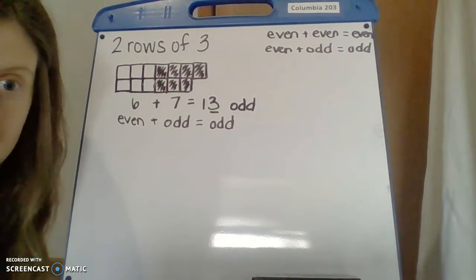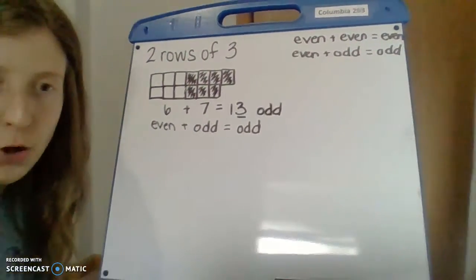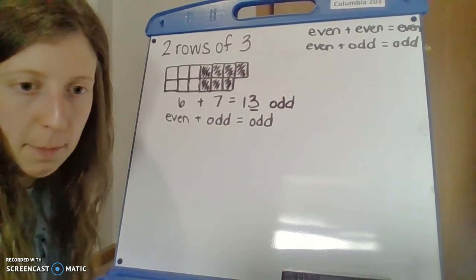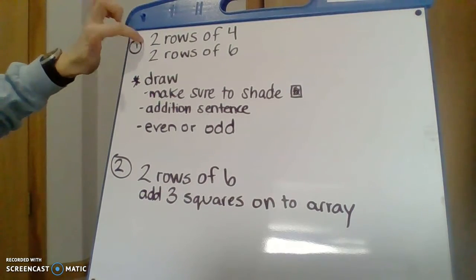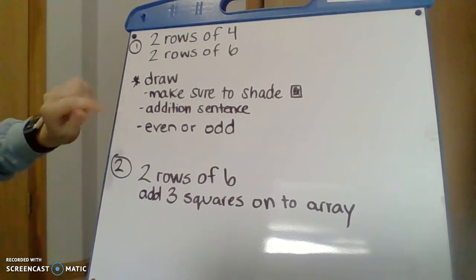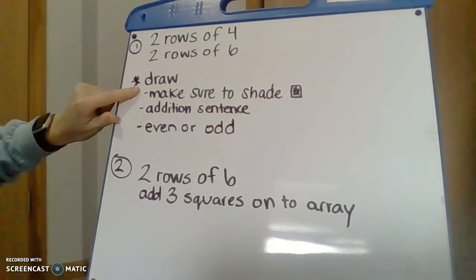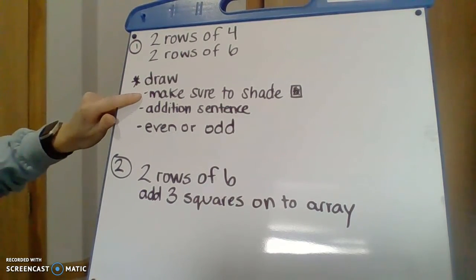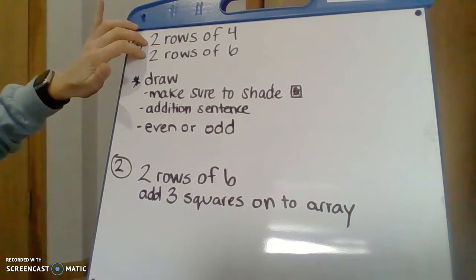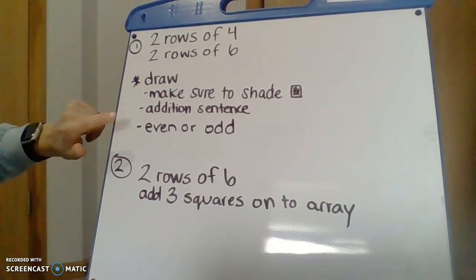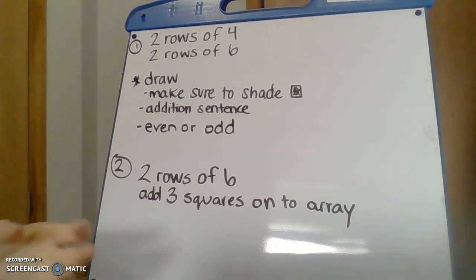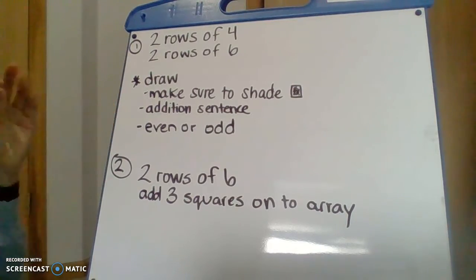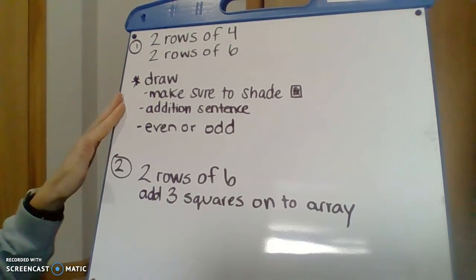Now I'm going to give you 2 problems to try at home. Okay, so just give me a second to get those on the board. All right, so you have 2 problems. I did 2 rows of 4. So you're going to draw it, and then you're going to do the 2 rows of 6. Remember to draw it, and make sure you shade one of those in, or use a different color so you can tell the difference between the 2. Make sure you have an addition sentence, and then you're going to tell me even or odd, and then try to think back, okay, well, an even plus an even is an even, plus an odd is an odd. So think back to those and use those terms and that vocabulary when you're writing and solving your problem.